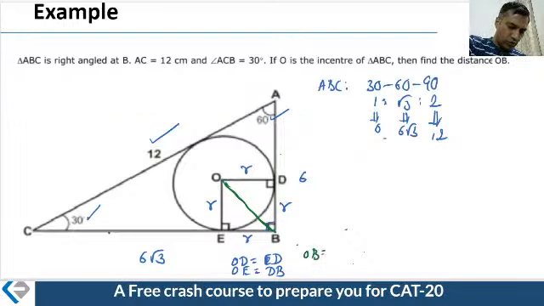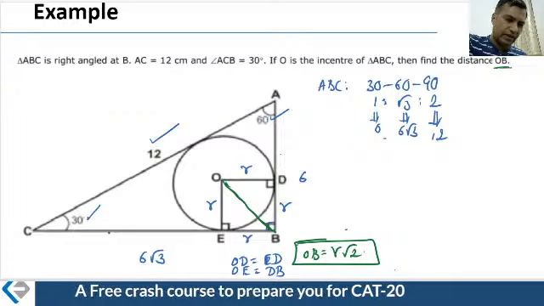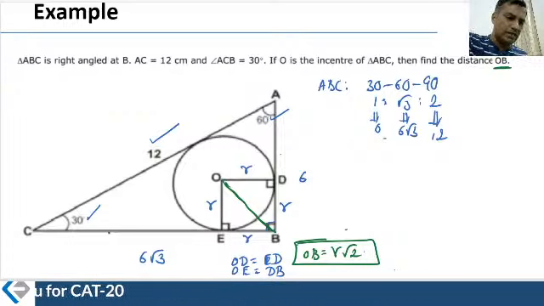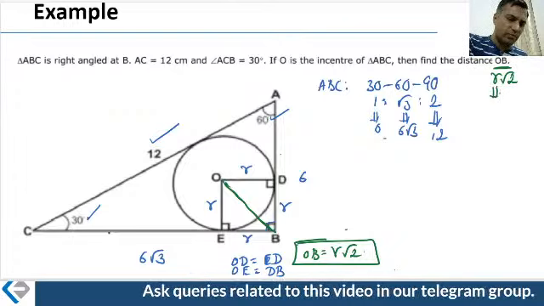Therefore, OB is equal to R root 2. What is this question about? The question is asking us to find the length of OB. That's all he's saying. The length OB is nothing but R root 2. If it is R root 2, what is the unknown here?